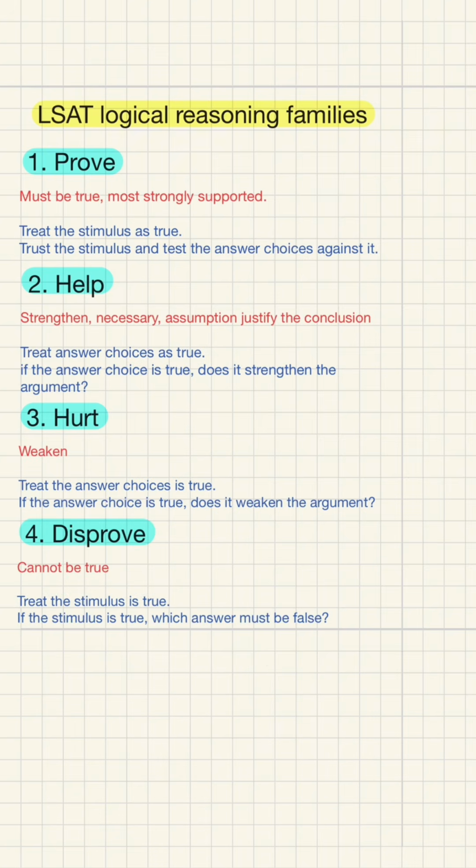Family 4 is the disprove family, which only includes cannot be true questions. Like the prove family, the stimulus is treated as 100% true, but your goal is now the opposite. You're looking for an answer choice that cannot possibly be true if the stimulus is accurate. So you ask yourself, if the stimulus is true, which answer must be false? The strategy here is to trust the stimulus and eliminate any answer that directly contradicts it.